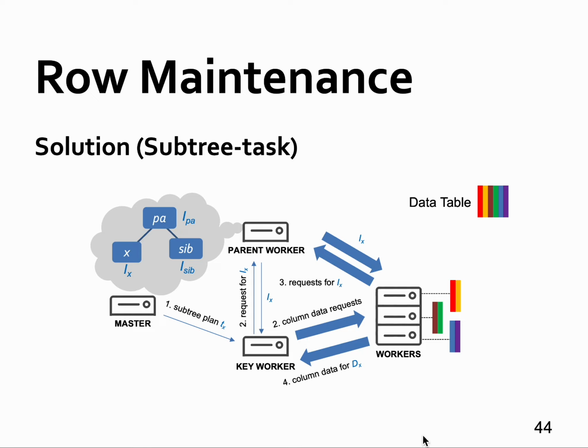Note that as soon as the last row index request for node X is responded to, the parent worker can release X's row indices from its memory. As soon as all row index requests of X and its sibling node are served, the task object of pa can be deleted from the parent worker's task table. Finally, since the key worker has got the entire data table for node X, it creates a subtree rooted at X and sends it back to the master.